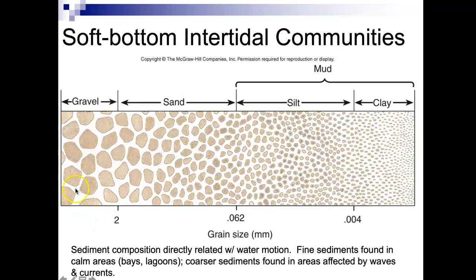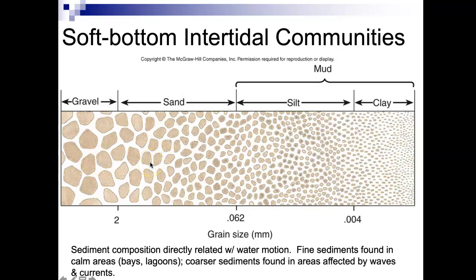So let's look at this. So when we talk about our soft bottom intertidal communities and the sediment sizes, we can go anywhere from things like gravel, okay, which are pretty large, about 2 millimeter size grain pieces, down to silt and clay, which we're talking just a tiny fraction of a millimeter. So your silt and your clay are going to make up your mud. And then your sandy beaches are going to be a mix of more sand and gravel.